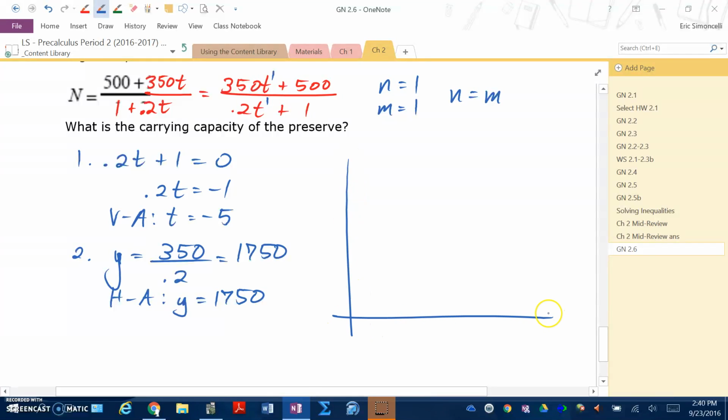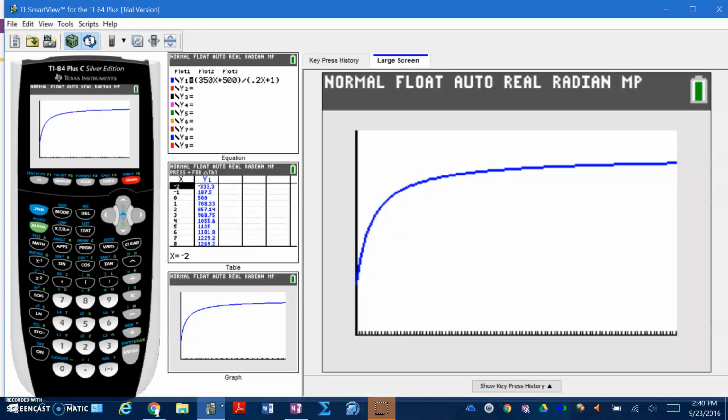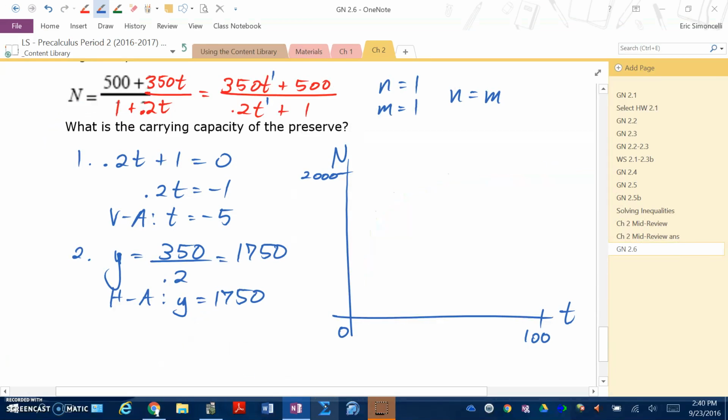I'm going to go ahead and graph this by hand. We'll start with 0, and at 100, of course, this being t, this being n, and we'll say that 2,000 I'm stretching to for the quantity of deer. And then, going back to the graph, we can see that it takes shape as such. We can go ahead and graph. Now, I made sure that I limited myself in the vertical manner, particularly because we have a horizontal asymptote here of 1,750.